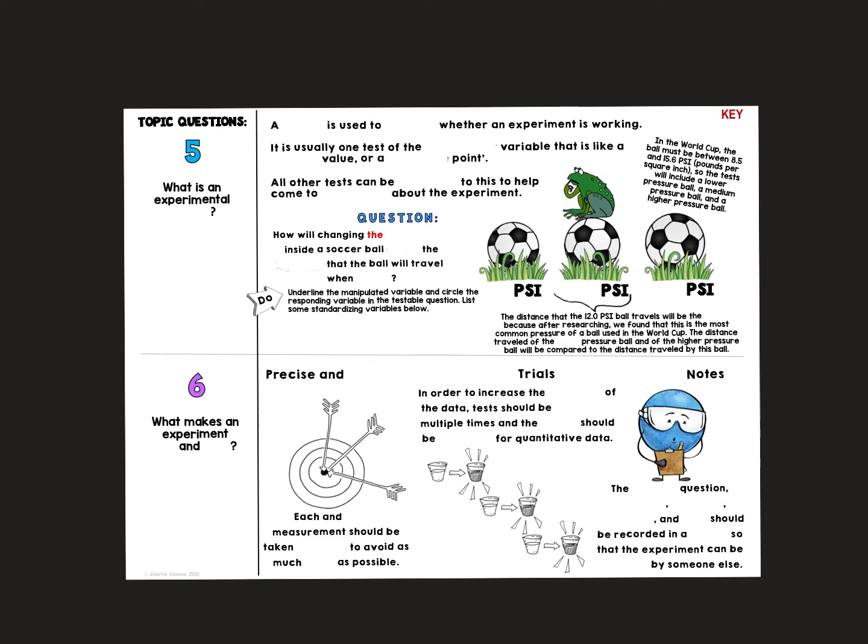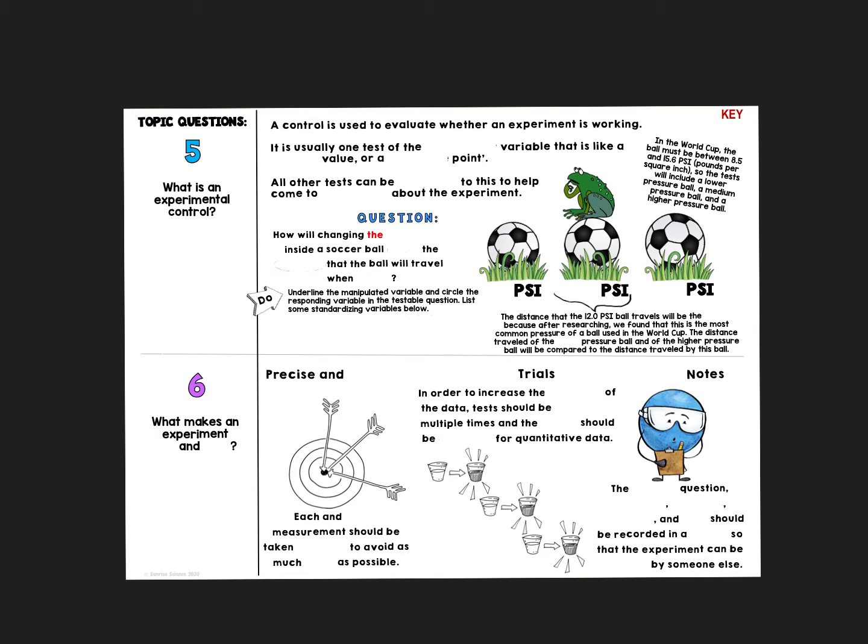Today we will continue learning about experimental design. First, let's look at what an experimental control is. Well, a control is used to evaluate or decide whether an experiment is working.